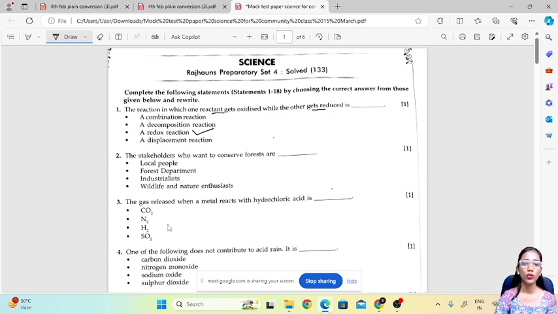Now let's go to the second one. The stakeholders who want to conserve the forest are, now when we say stakeholders who just want to conserve the forest, they do not have any other interest from the forest. The options are local people, forest department, industrialists, wildlife and nature enthusiasts. The correct option over here is wildlife and nature enthusiasts.